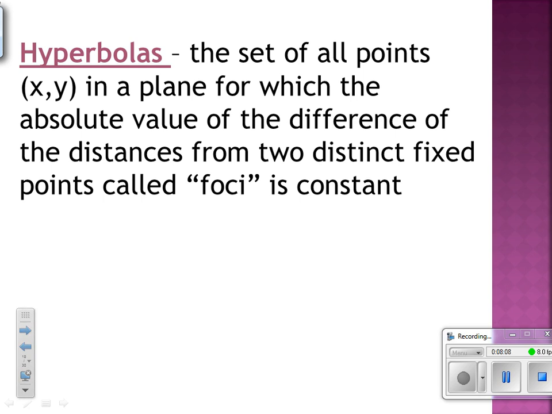Our other shape, our fourth conic that we're going to talk about, are hyperbolas. Hyperbolas are the set of all points x and y in a plane for which the absolute value of the difference of the distances from two distinct fixed points called foci is constant. That's a lot of wording. Hyperbolas are going to be the ones that are two disconnected curves that kind of mirror each other.